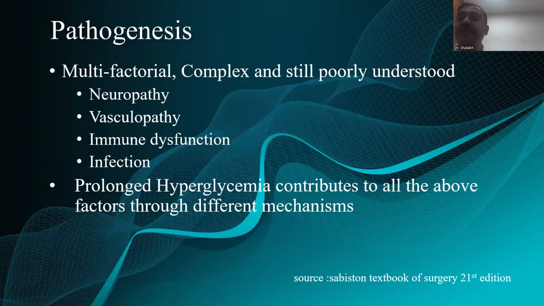How does this all happen? How does a diabetic foot start? It's a multifactorial thing, multiple factors at play. There's a neuropathy, vasculopathy, immune dysfunction, infection. Basically, the nerves, the blood vessels, your immunity, and infection by entering the soft tissues, all of this plays a role. And all of these are obviously exaggerated by hyperglycemia or uncontrolled blood sugar.